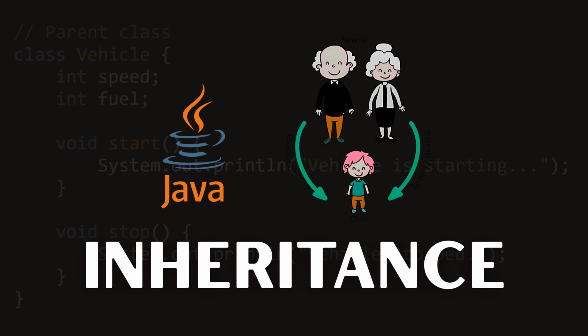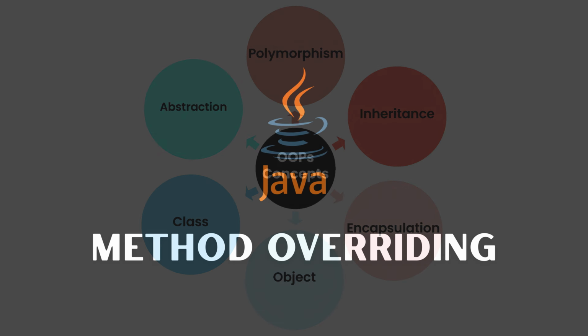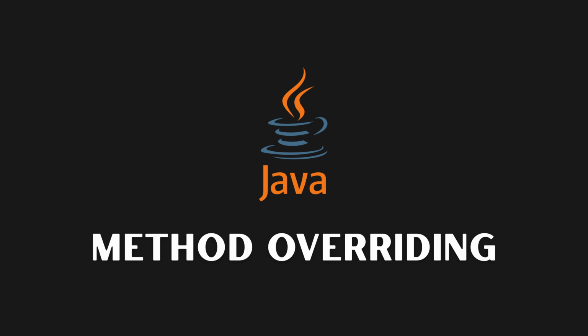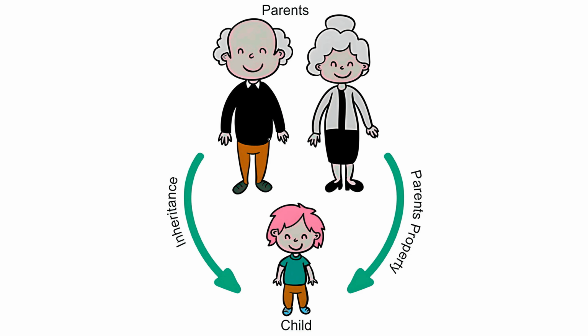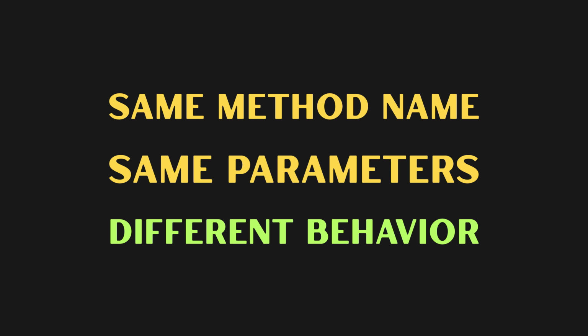Yesterday we learned about inheritance using the vehicle example. Today let's learn something even more powerful, method overriding. So what is method overriding? Imagine you have a parent class that defines a method. Now the child class says, thanks dad, but I'll do it my own way. That's overriding. Same method name, same parameters, but different behavior.